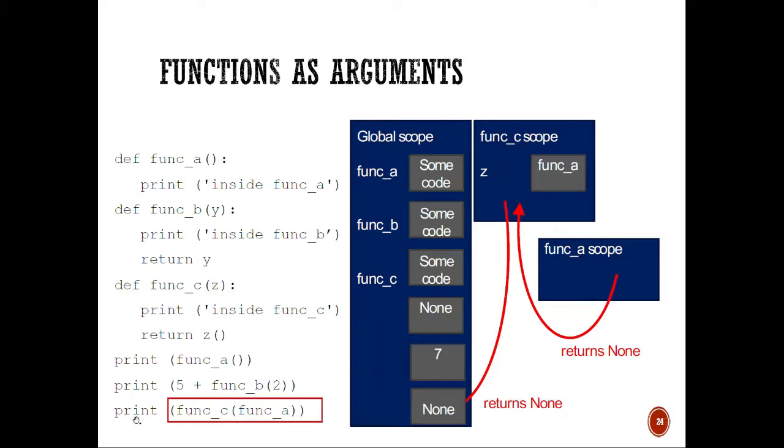Now we go to the third print. So function C is calling function A, and function A does not have any return. So within the scope of function C, the variable z has a value of function A. But function A's return is None. So the None is returned from the scope of function A into z, and then z is returned back to the global scope.